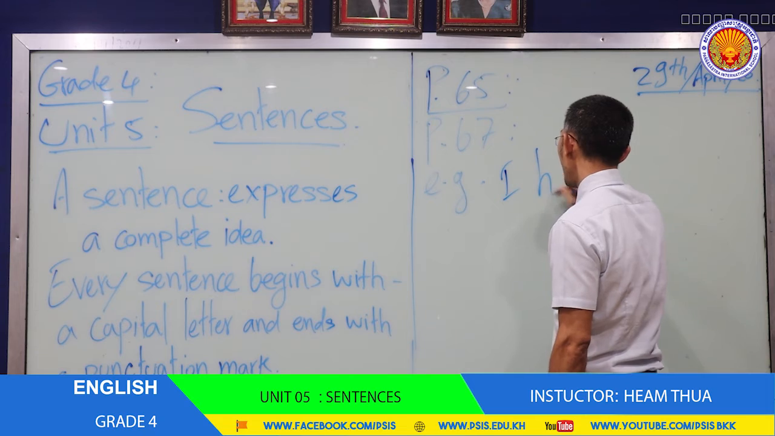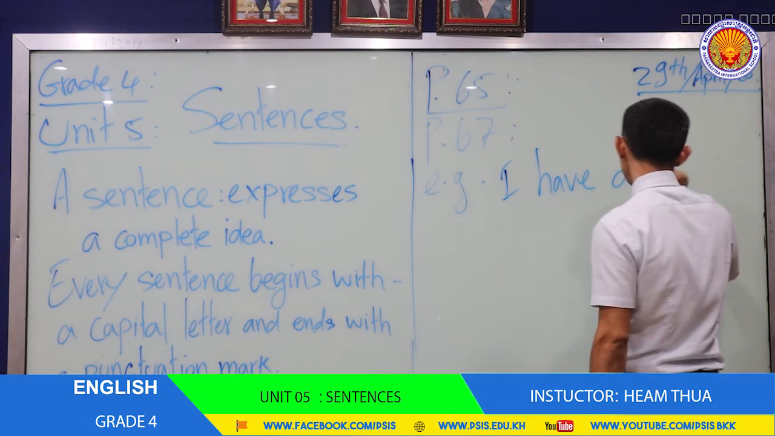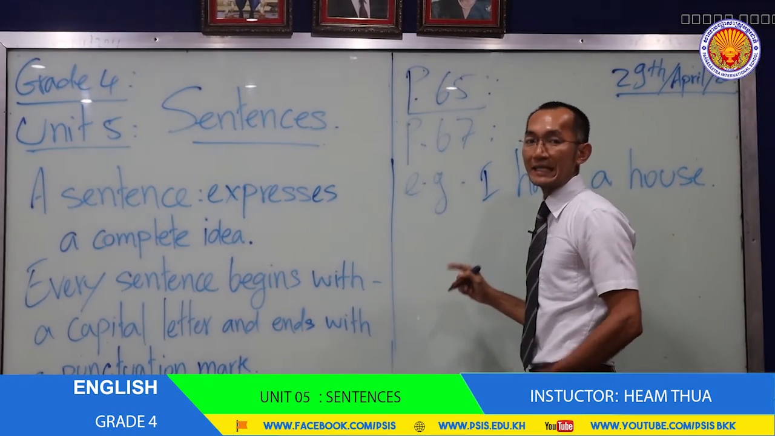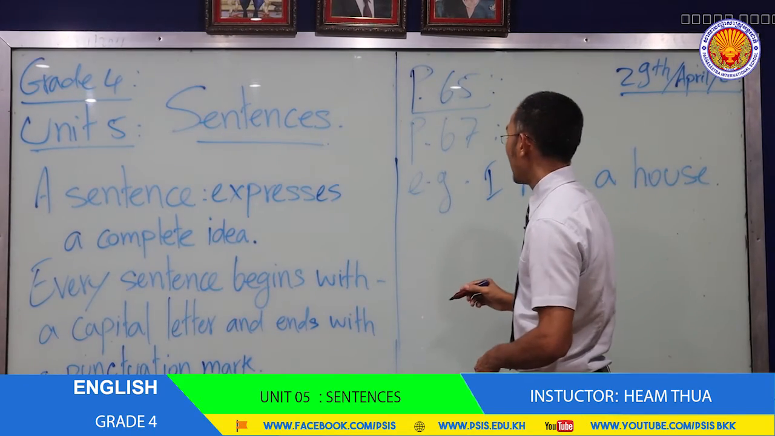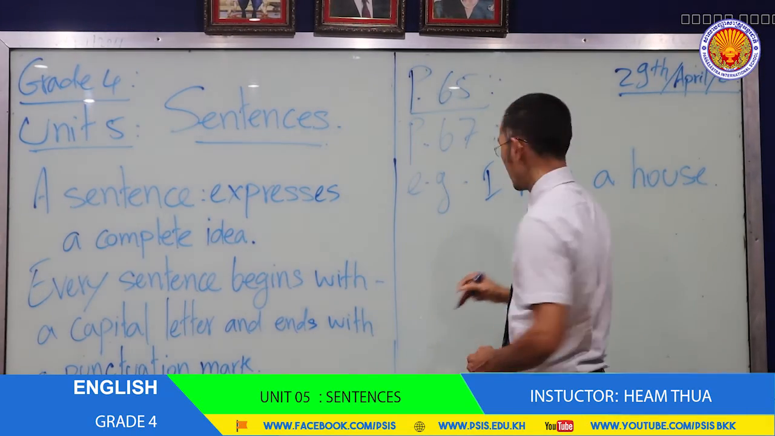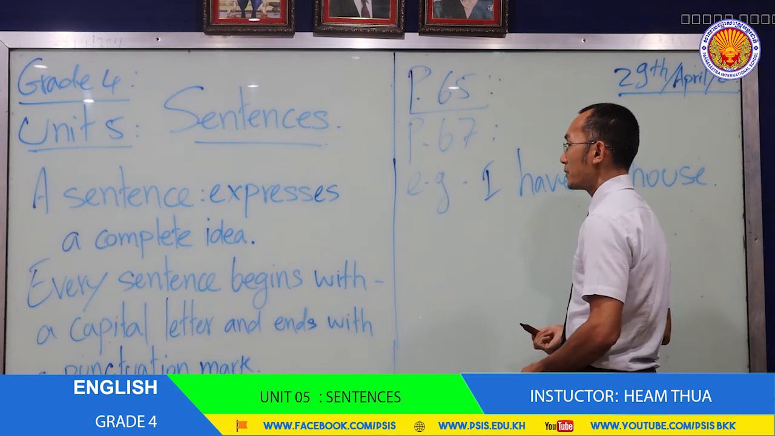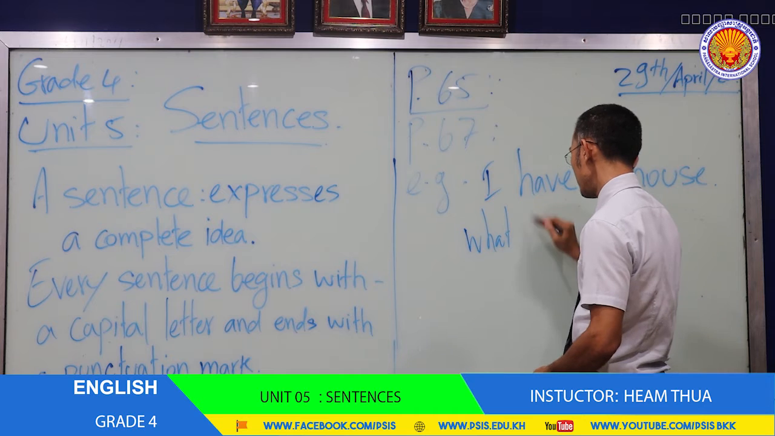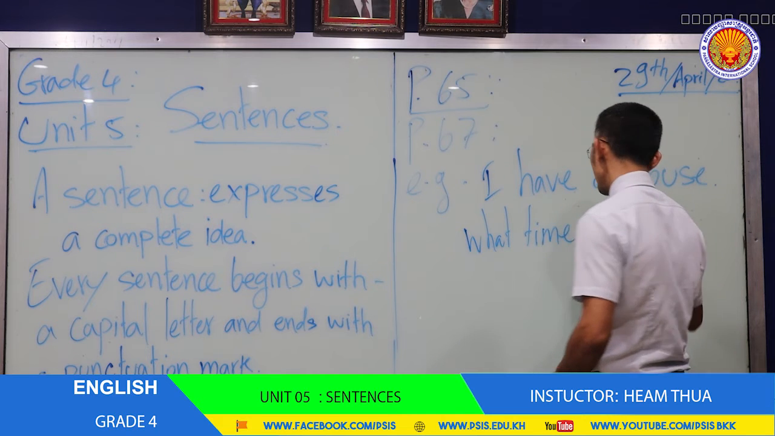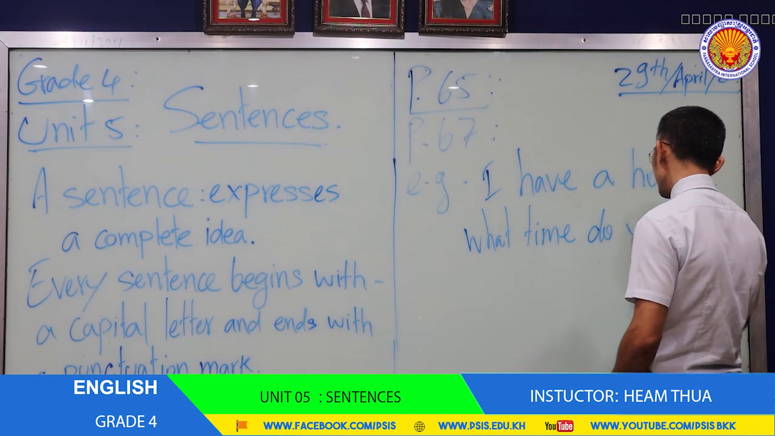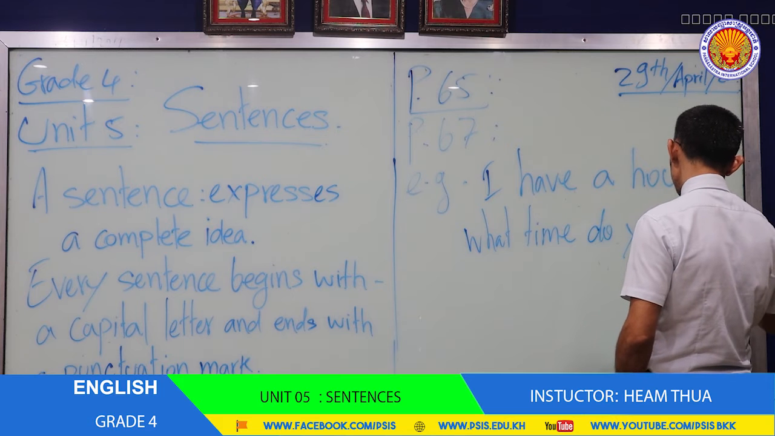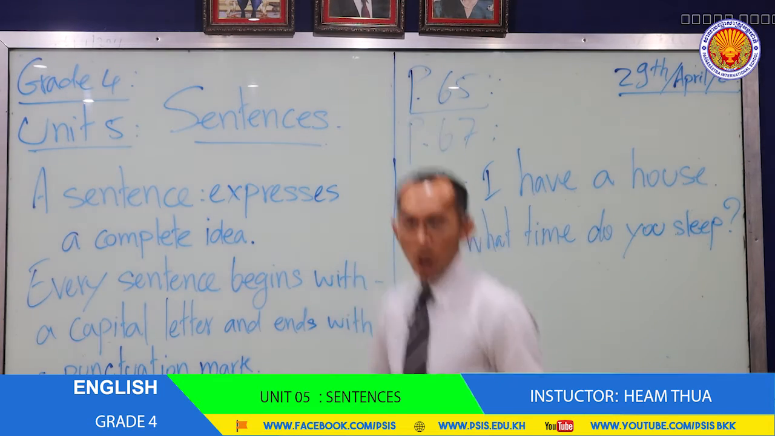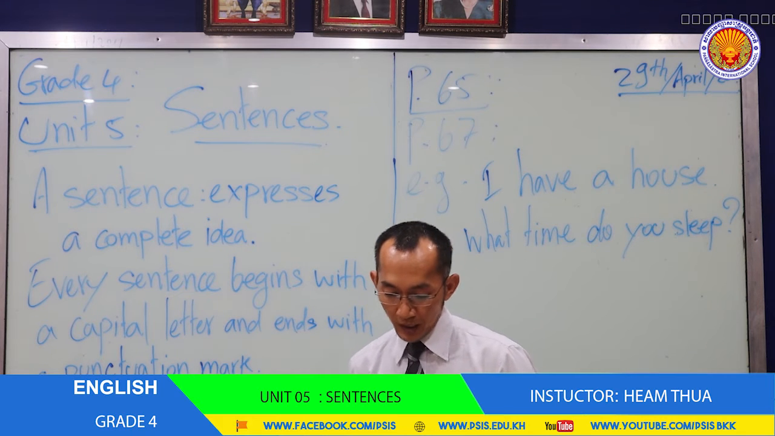I have a house. This is what we call a declarative sentence. Now, another example is about questions. You can make any kind of question. For example, like, what time do you sleep? So this is what we call interrogative sentence, okay?